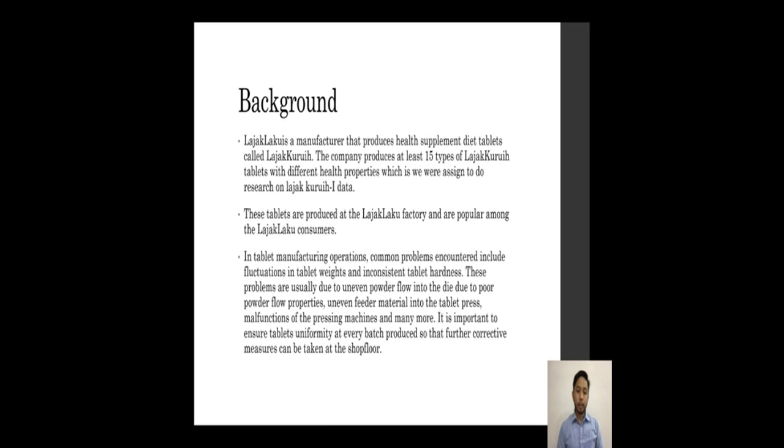In tablet manufacturing operations, common problems encountered include fluctuation in tablet weight and inconsistent tablet hardness. These problems are usually due to uneven powder flow into the die due to poor powder flow properties, uneven feeder material into the tablet process, malfunction of the pressing machine, and many more. It is important to ensure tablet uniformity at every batch produced so that further corrective measures can be taken at the shop floor.